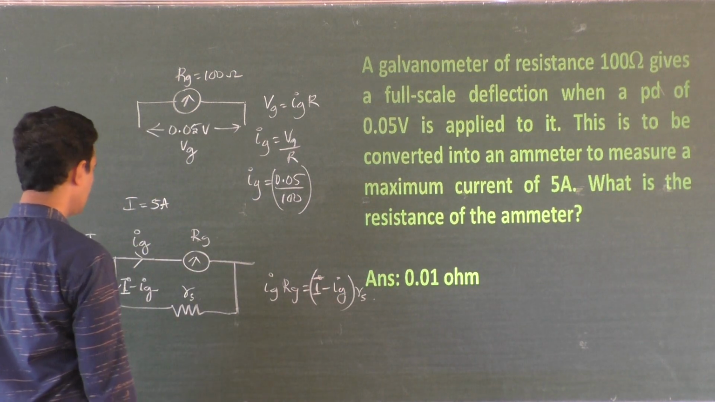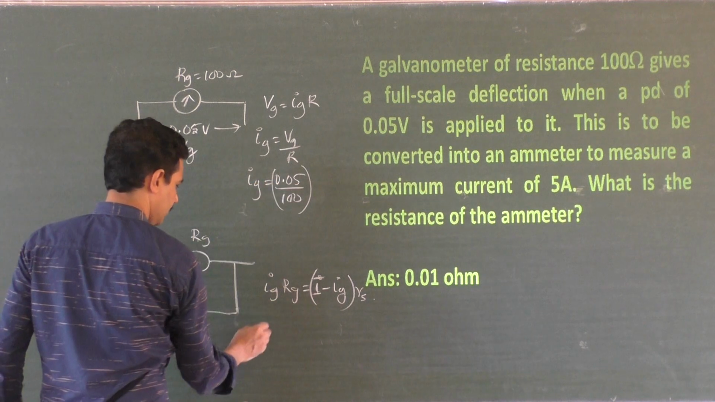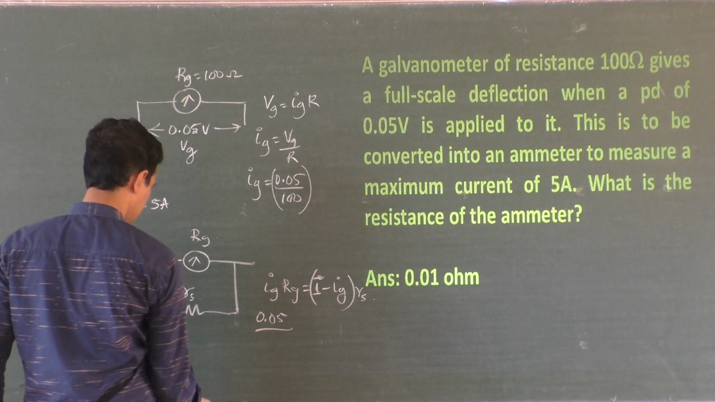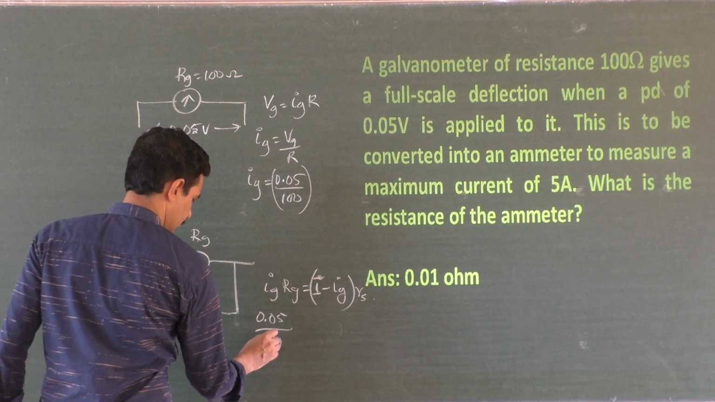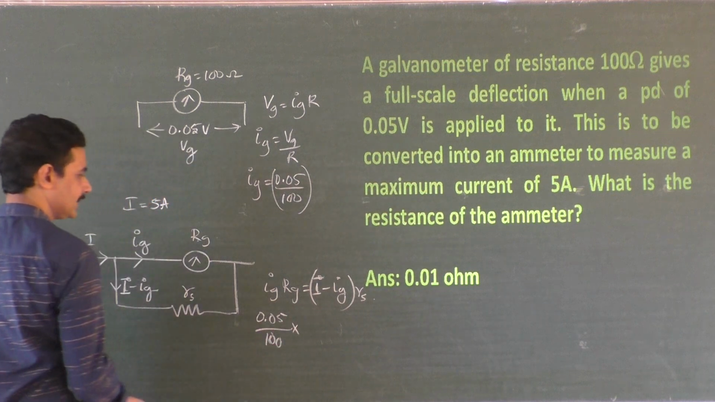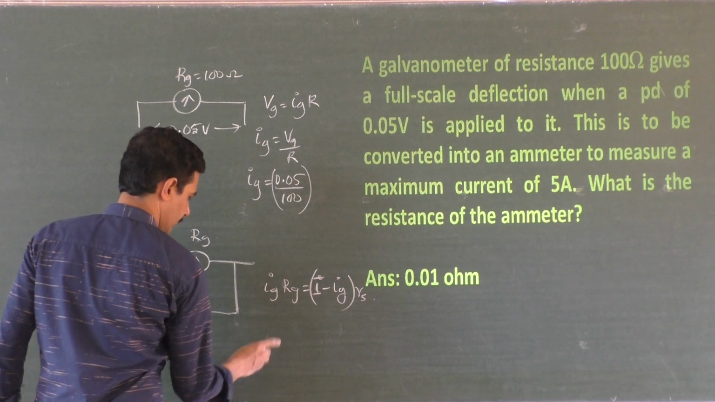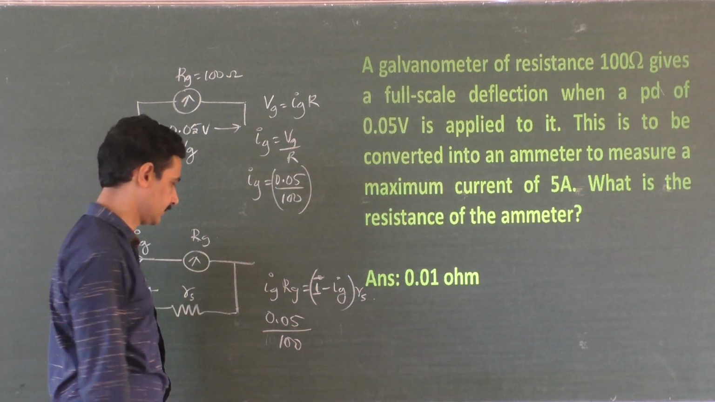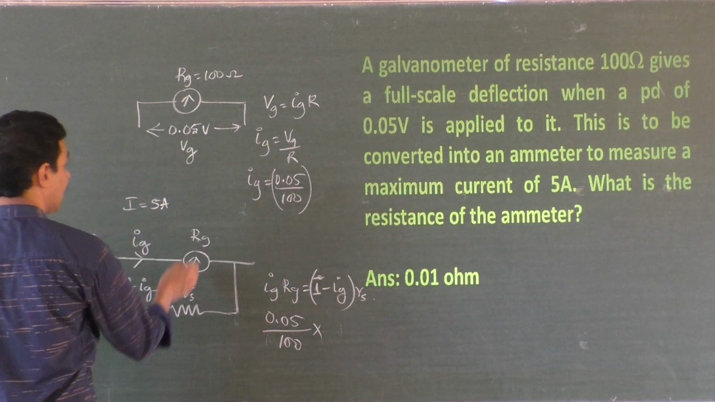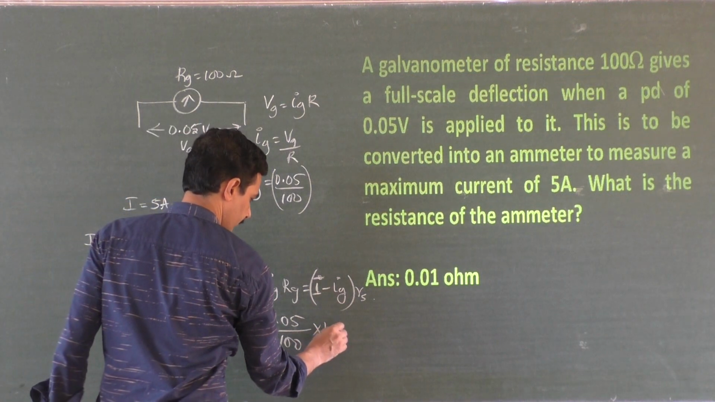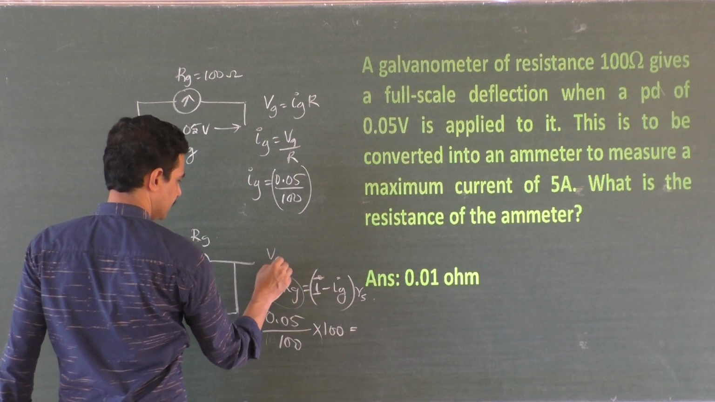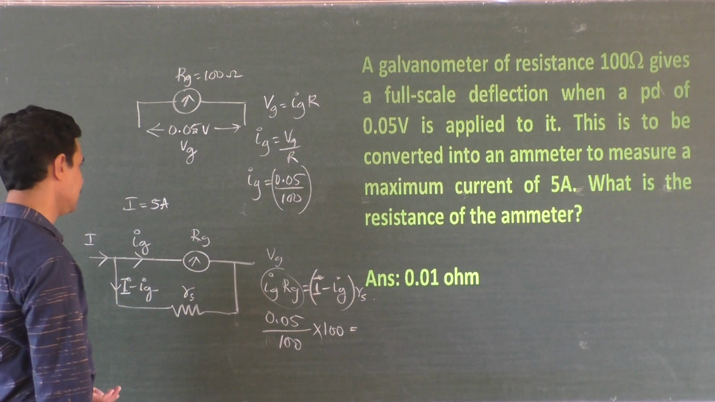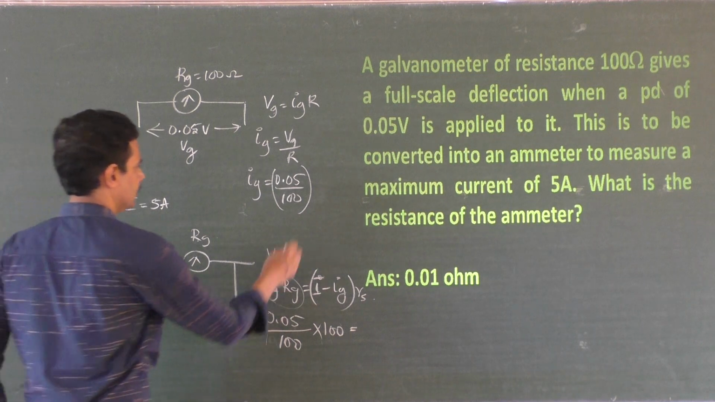Ig into Rg, what is Ig? Ig is 0.05 divided by 100, into Rg, the resistance of the galvanometer, 100. Hope you can see this, yes. That means this is Vg itself, correct? Because we will get it as it is. So 100 Ig Rg is equal to I minus Ig. Okay, better we write this, right?